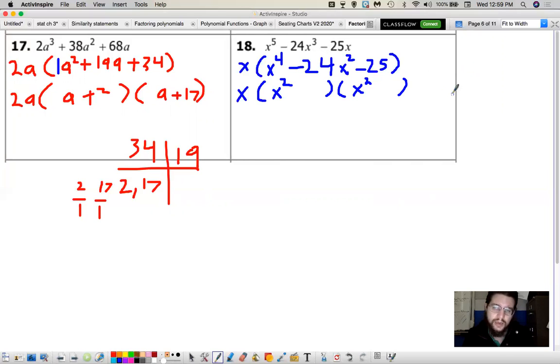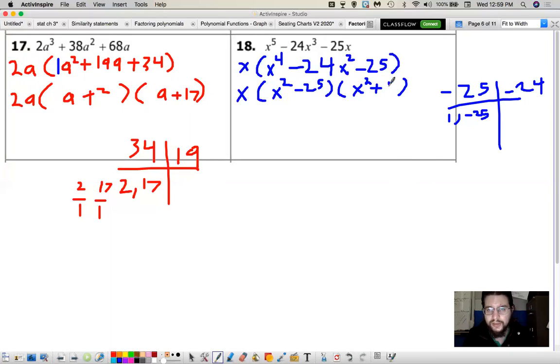It's a negative, oh, obviously, negative 25 to make a negative 24. Hopefully you can figure that one out. 1 and negative 25. Put them over A. So that's plus 1 minus 25. So I'm going to do minus 25 and plus 1. Why did I do that first? Because I just felt like it.